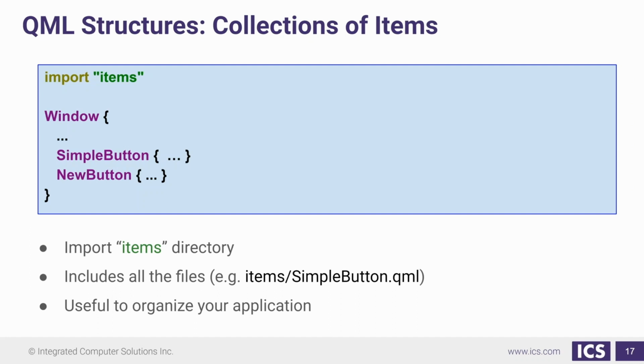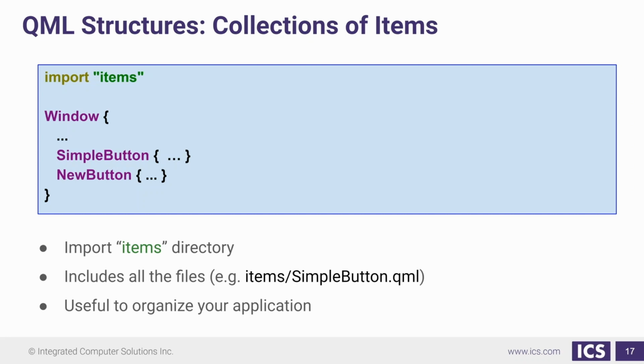So what we're going to do for this is make a folder. In our case, we're going to call our folder items. This folder is going to be made in the path where our main.qml is, and then we're going to copy our button into that folder. We've also created another item in that folder called new button.